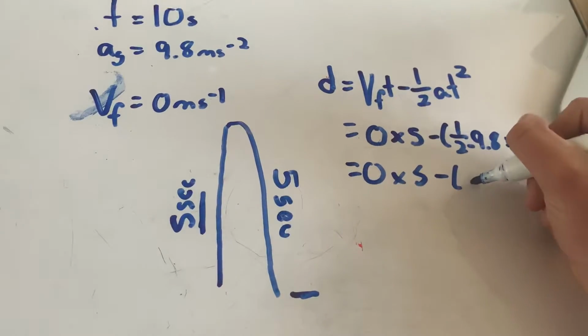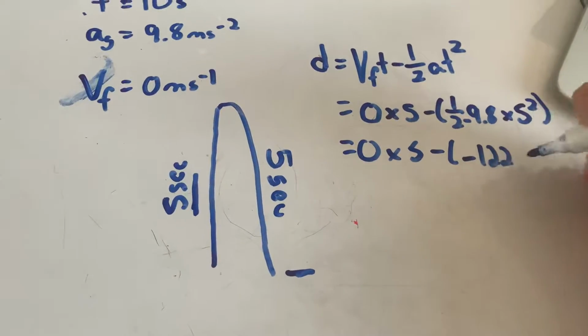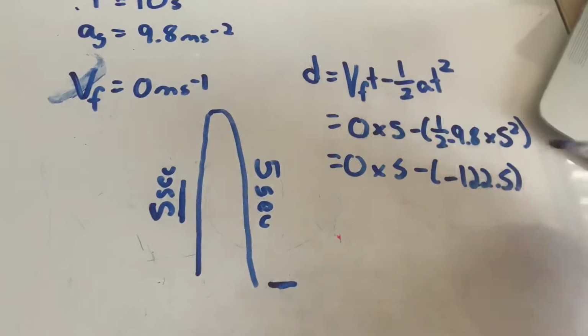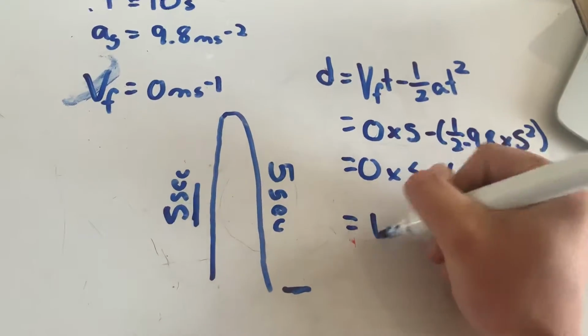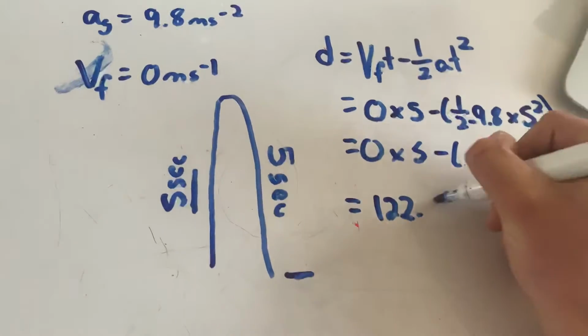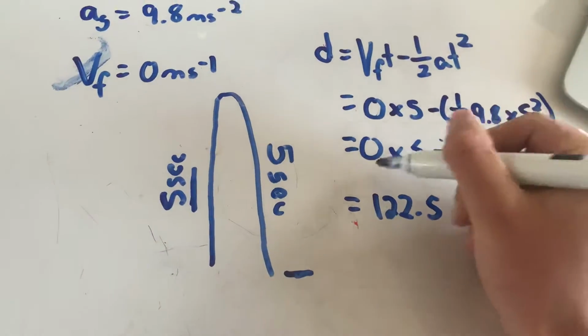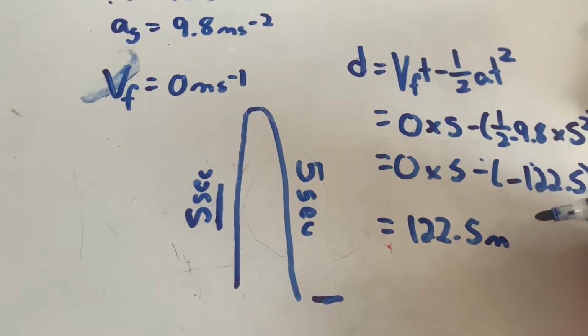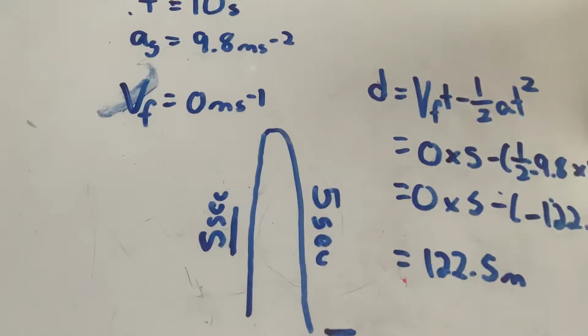So it's just going to come down to negative negative 122.5, and that is just 122.5 because negative times negative, and 0 times 5 is just 0. So it goes up 122 meters, 0.5.